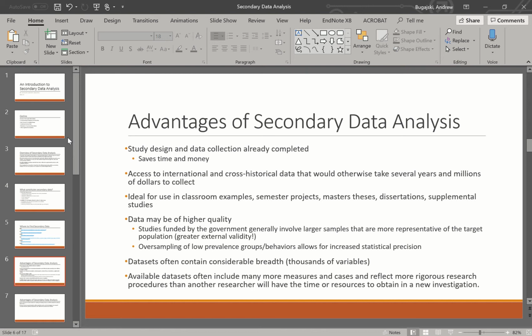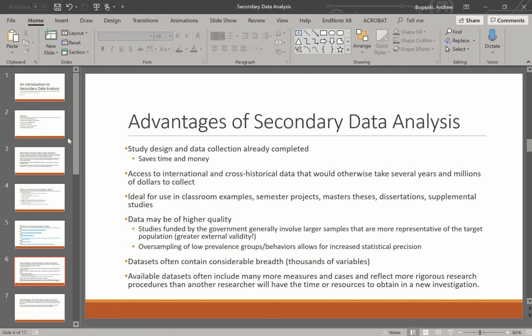And data is more than likely quite high quality. These are funded by government agencies, usually, that have massive samples and are more representative of the target population, which directly translates to better external validity. And there's usually an oversampling of low prevalence groups and behaviors, which allows us to increase our statistical precision. So if there's a greater amount of people that are usually not represented in studies, we can do secondary data analysis and draw greater conclusions because the hard work's already been done for us.